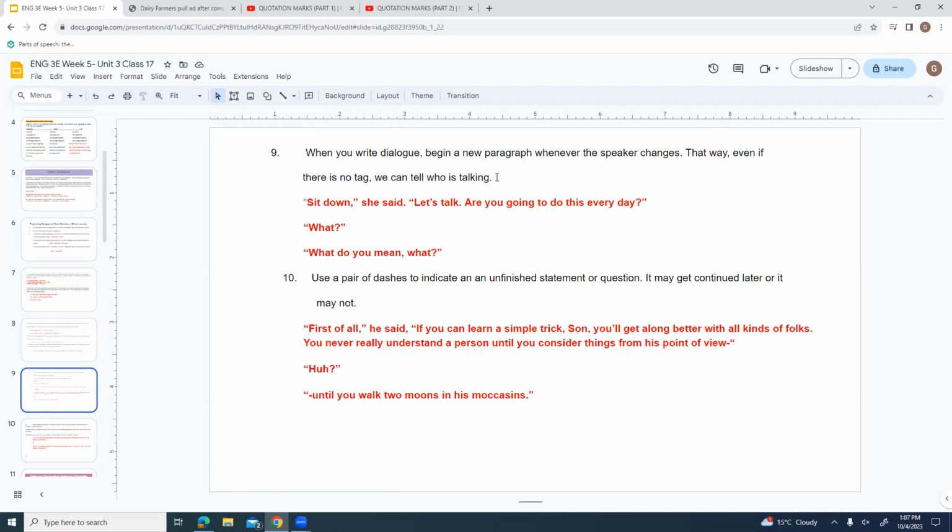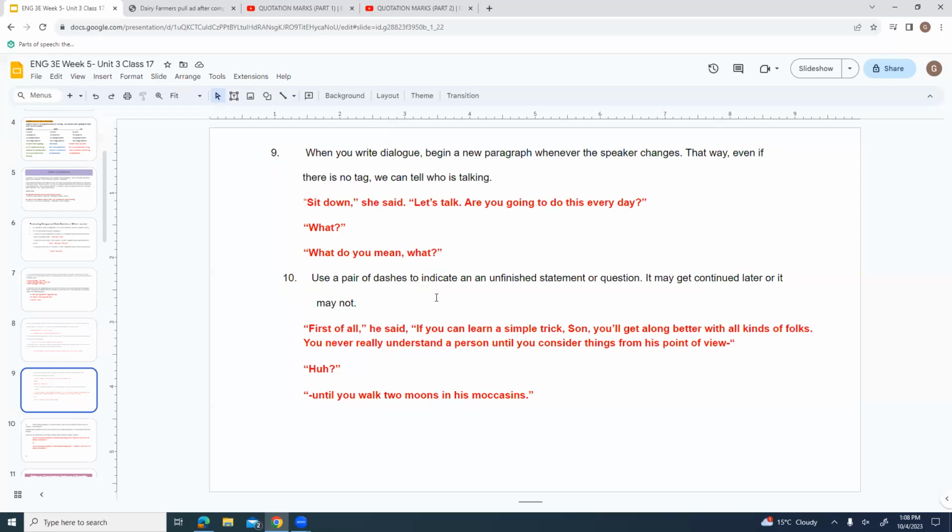When you write dialogue, begin a new paragraph whenever the speaker changes. That way, even if there's no tag, we can tell who's talking. So here's the example. The teacher's talking here. "Sit down," she said. "Let's talk." "Are you going to do this every day?" "What?" Now, it could say he said, but we know she's sitting there talking to Jimmy. So we don't really worry about it in this case. "What do you mean?" "What?" And that's her talking back. Again, tags would help this, but we use the new paragraph each time, and that helps it even better.